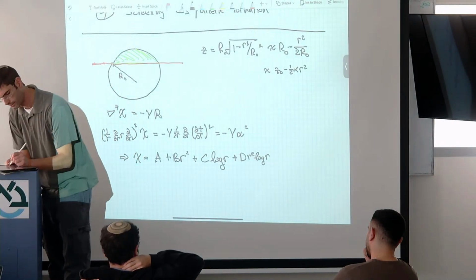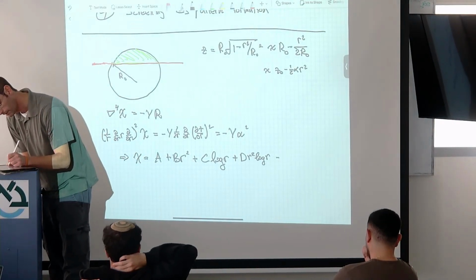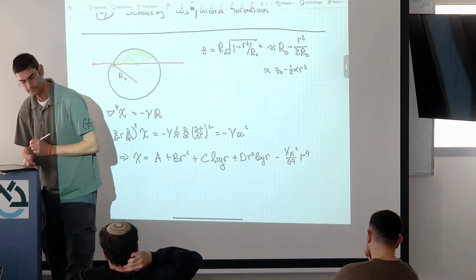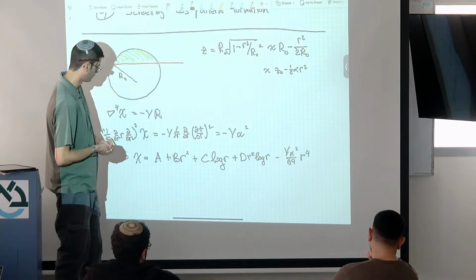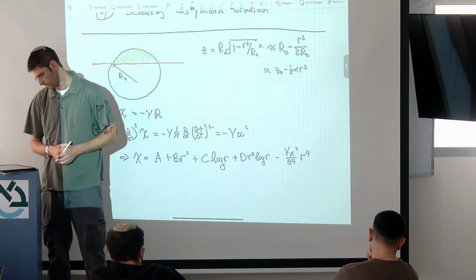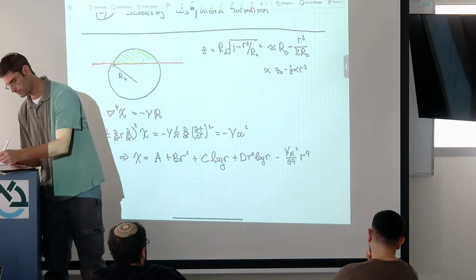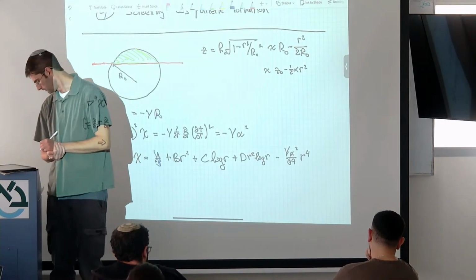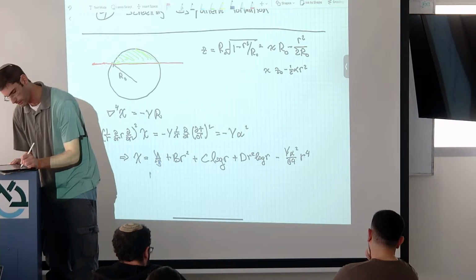And then I have my inhomogeneous term, which is just minus y alpha squared over 64 r to the fourth power. Okay? And now I need to apply boundary conditions. This is why I did it, so that we can see how the boundary conditions work out. So this one I picked to be 0. Why do I pick this one to be 0? This will be our first boundary condition.